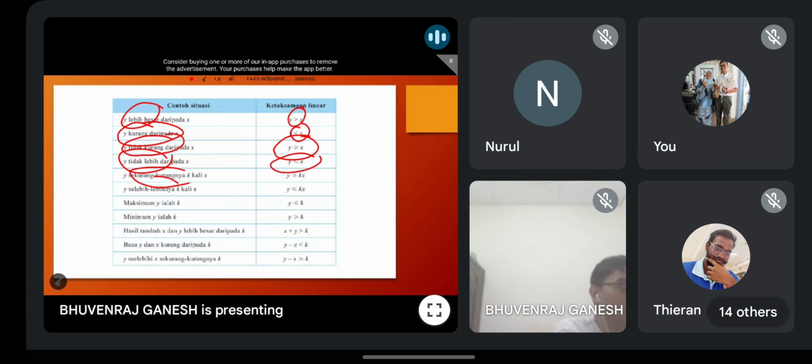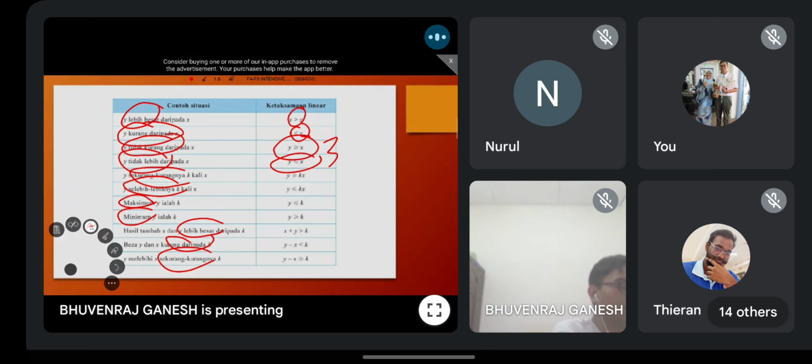Okay, this one we talked about already. Sekurang-kurangnya, maximum, minimum. Lebih besar. This one kurang daripada. Sekurang-kurangnya. All this is the same. Nothing different. Only these two things, make sure you're careful, because sometimes you might be confused because of the word tidak. The not makes you confused. So that's the only thing.